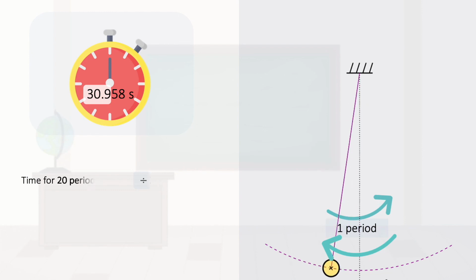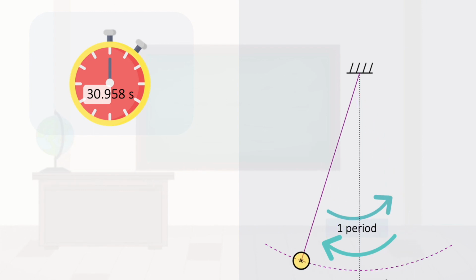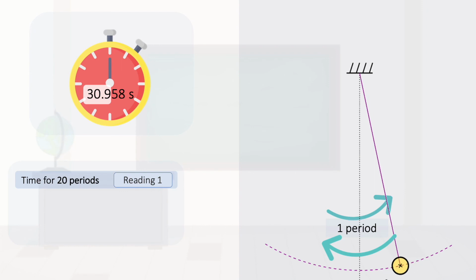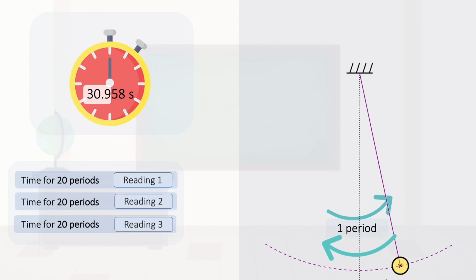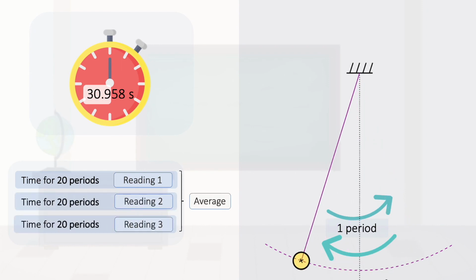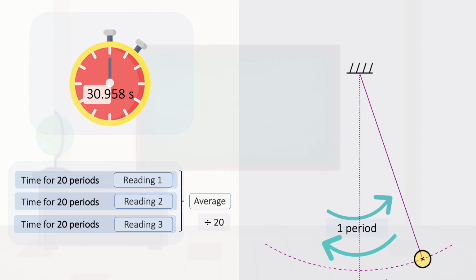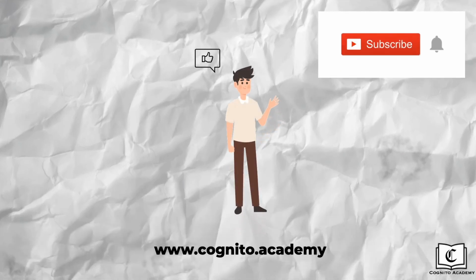To further improve on the accuracy of this experiment, we can take multiple readings for our 20 periods, and take the average duration for these 20 periods before dividing by 20 to get the duration of a period. With that, this wraps up our video on physical quantities, units and measurements.